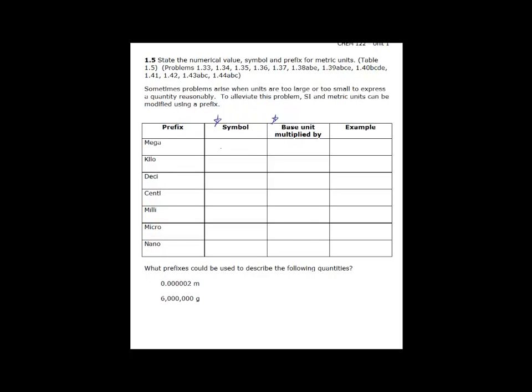The symbol is a capital M. And it's very important in chemistry to clearly denote the difference between your capital letters and your lowercase letters. Okay, so mega, the base unit is multiplied by 10 to the 6th, or a million.